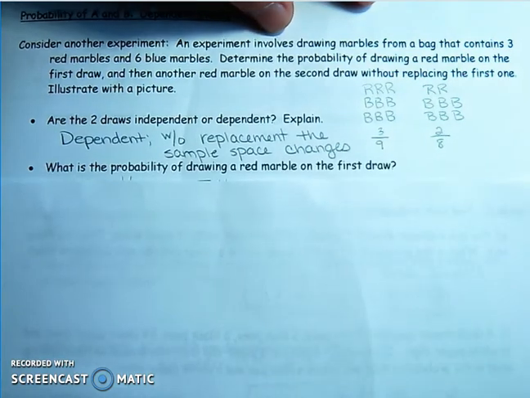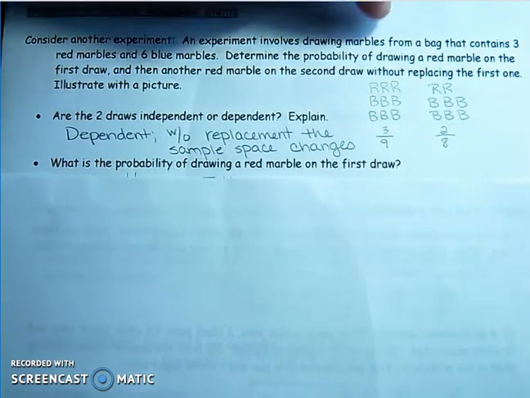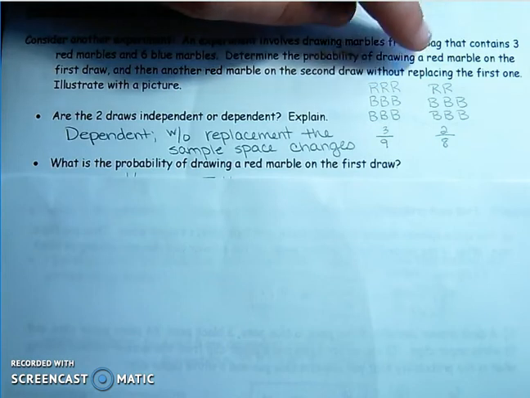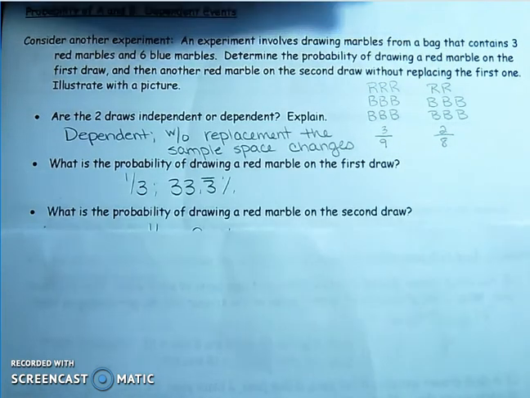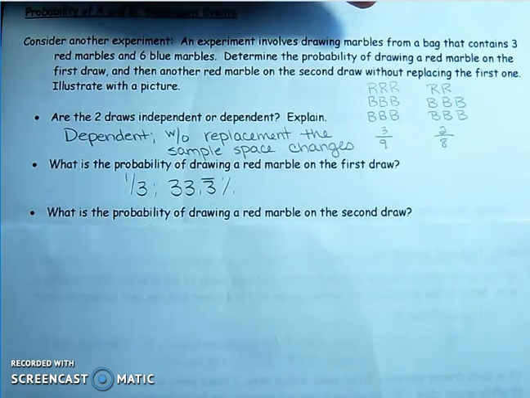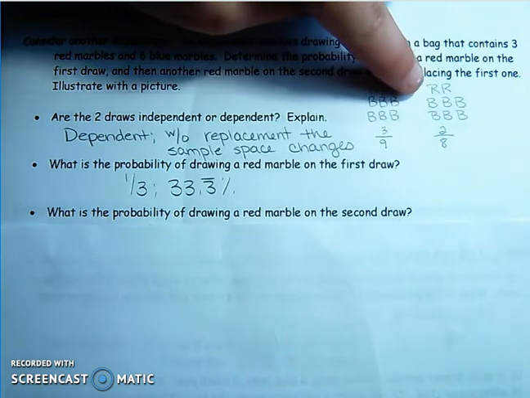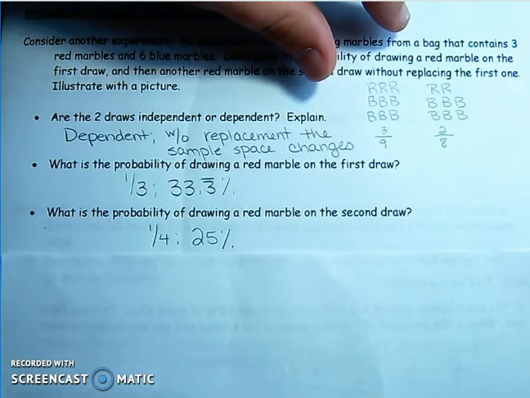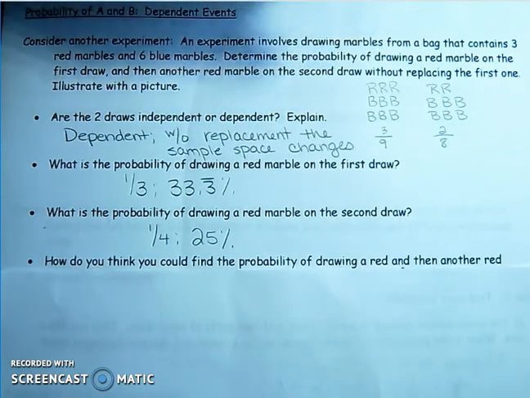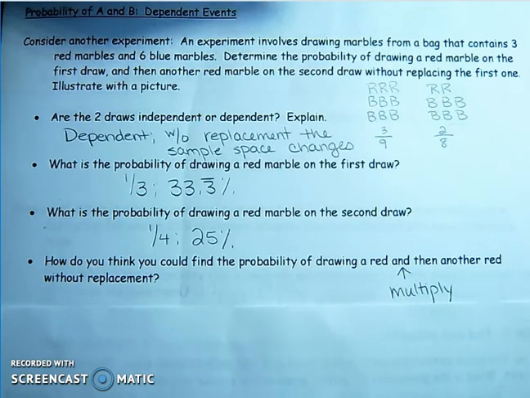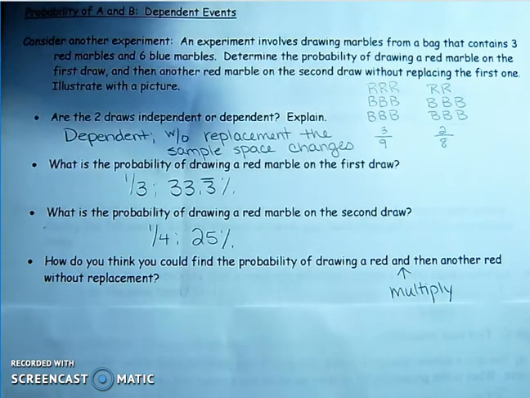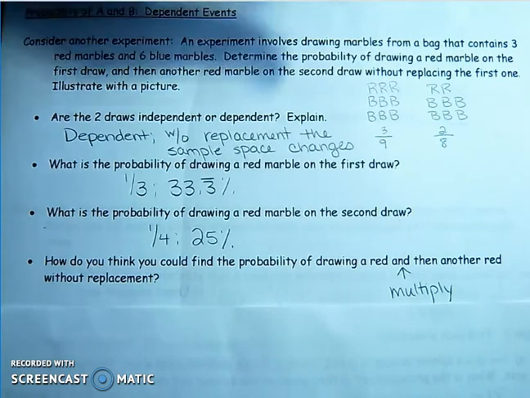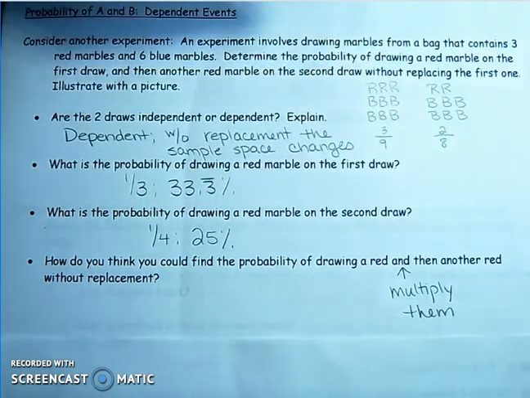It says, what's the probability of red being drawn on the first draw? That's 3 out of 9 because there are 3 out of the 9. So that's 1/3 or 33 1/3%. The probability of drawing a red marble on the second draw in this bag is 2 out of 8, which is 1/4 or 25%. And then how do you think you could find the probability of doing them both? Well, all we do is we multiply because of the word and. So 1/3 times 1/4 or 1/12.